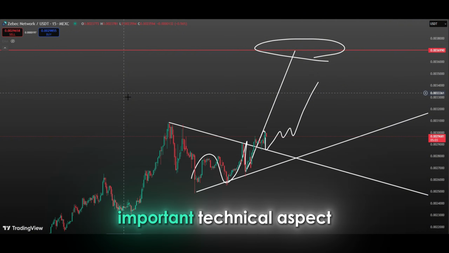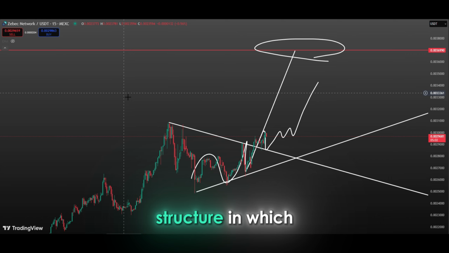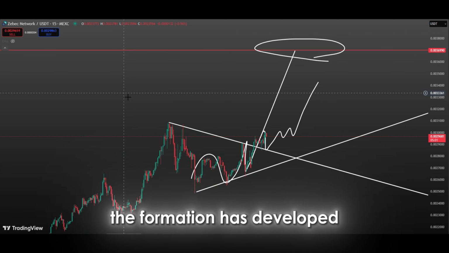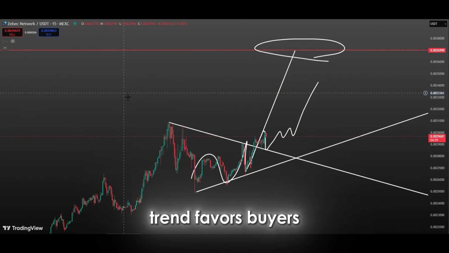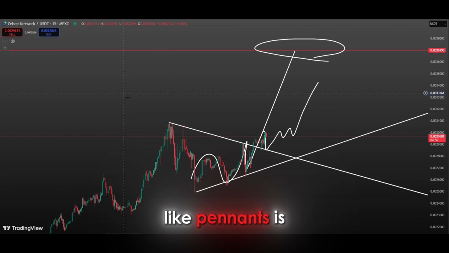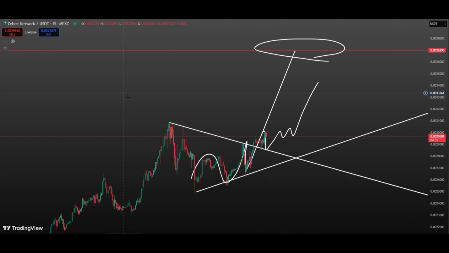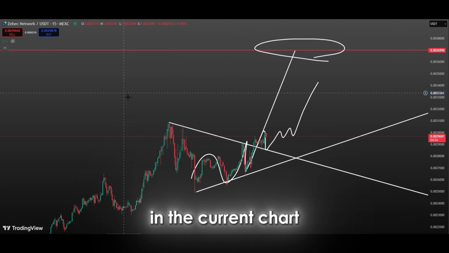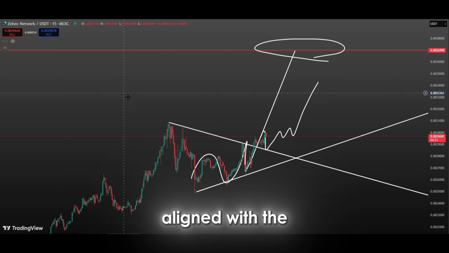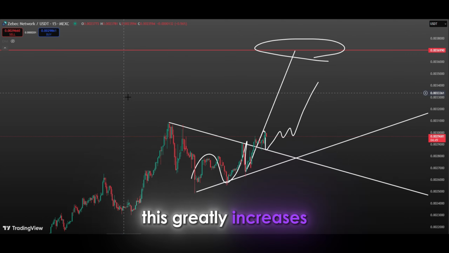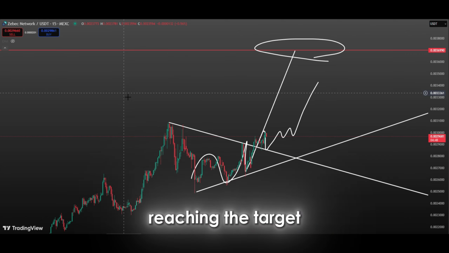Another important technical aspect is the broader market structure in which the formation has developed. If the general market trend is also upward, meaning the major trend favors buyers, then the success rate of continuation patterns like pennants is significantly higher. This scenario appears to hold true in the current chart setup as well. Thus, the formation is not only bullish on its own, but is also aligned with the broader market trend. This greatly increases the likelihood of reaching the target.